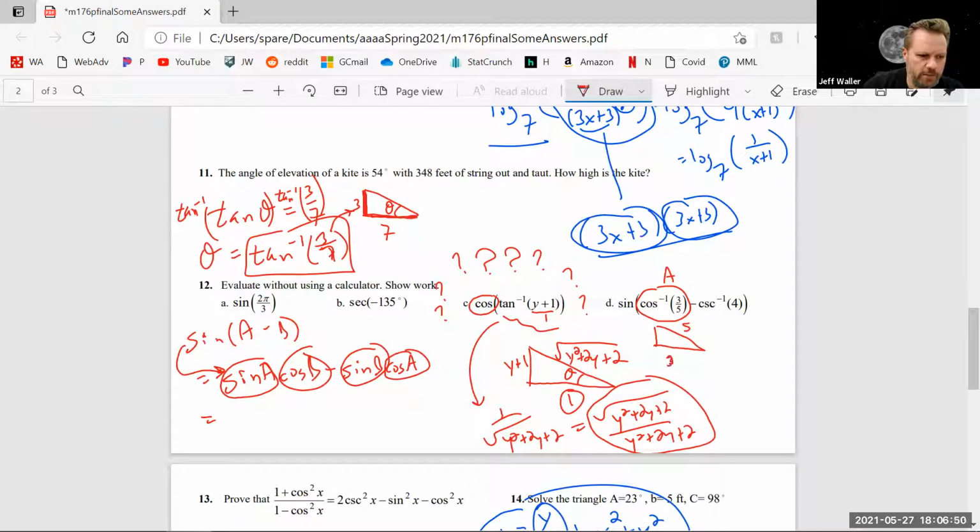Now, not surprisingly, don't I know what cosine is? Of course I know what cosine is. Cosine is 3/5. So this is 3/5. I knew that from the beginning. Is everybody with me? If you don't trust me, you can see the triangle. Cosine is 3/5.